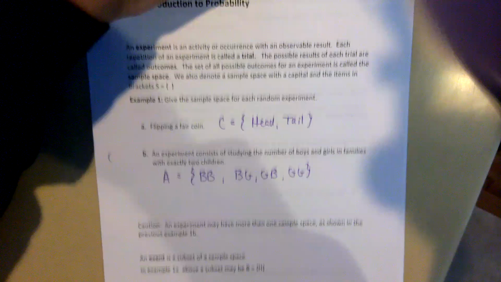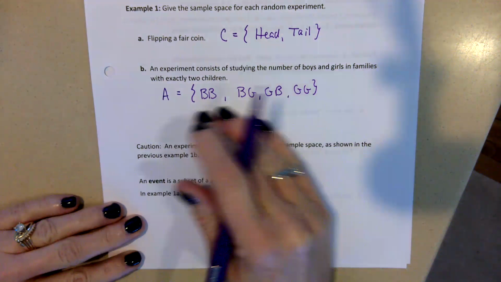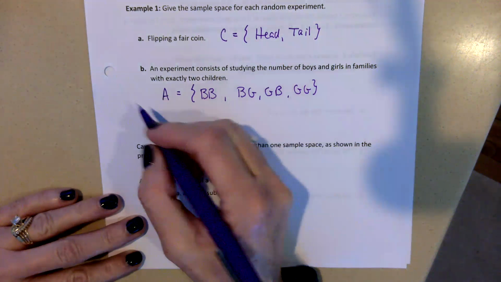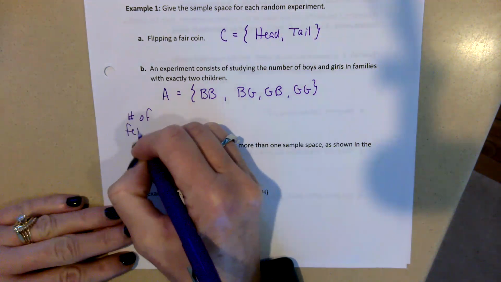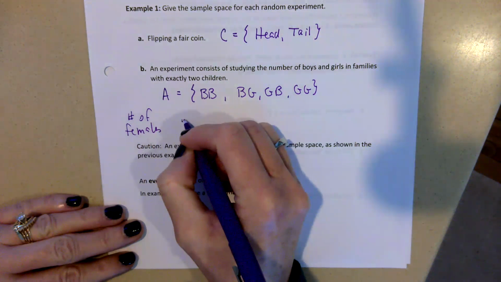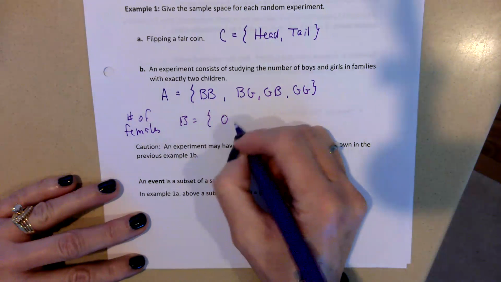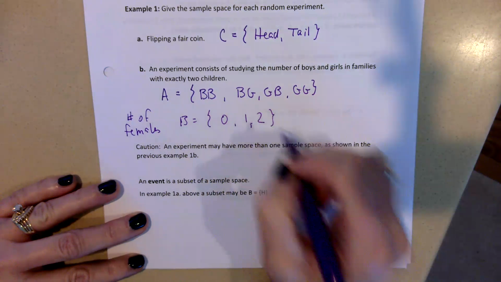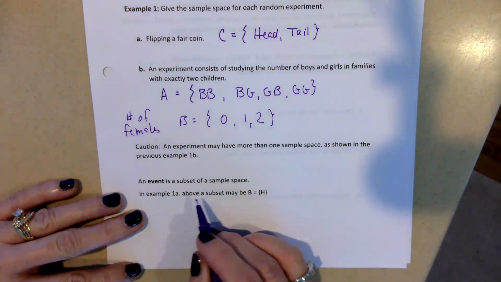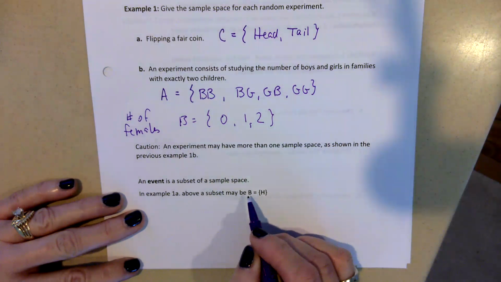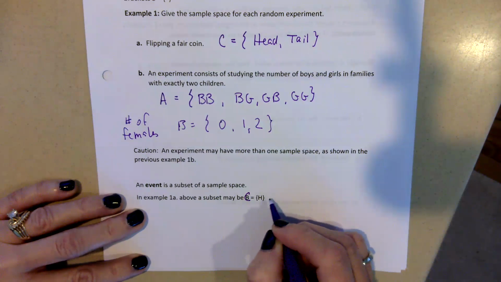An experiment may have more than one sample space, as shown in the previous example 1b. We could look at the gender of the two, or we could just count the number of females. If we did that, our sample space would be 0 females, 1 female, and 2 females. An event is a subset of a sample space. In example 1a above, a subset may be C equals H for heads.